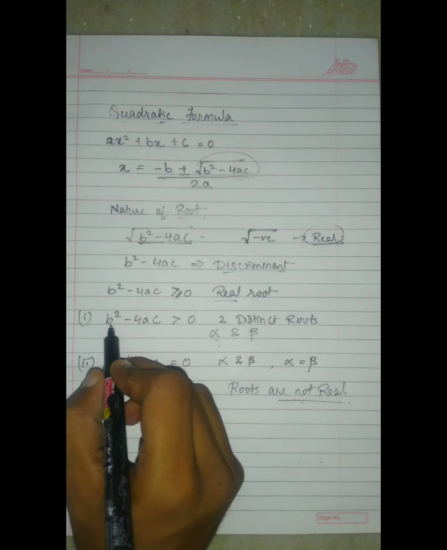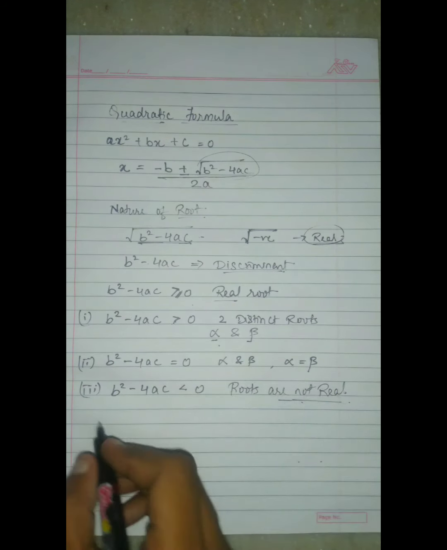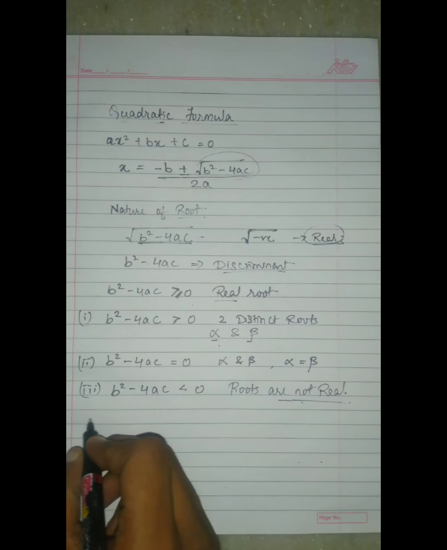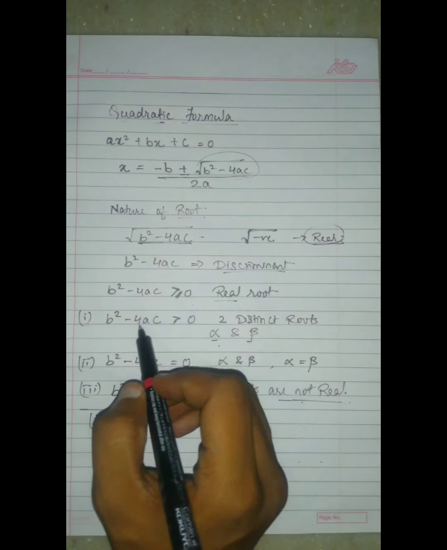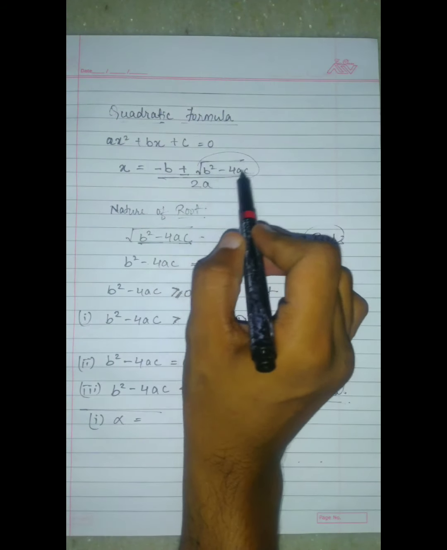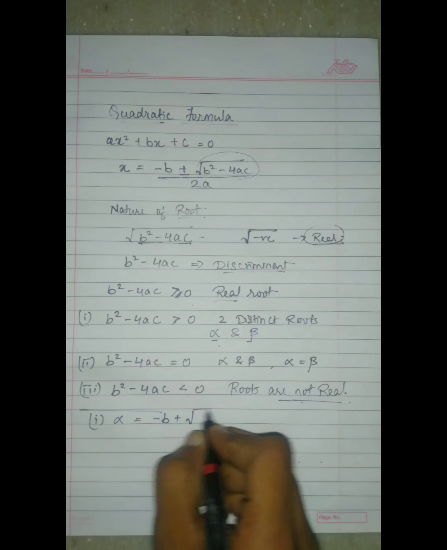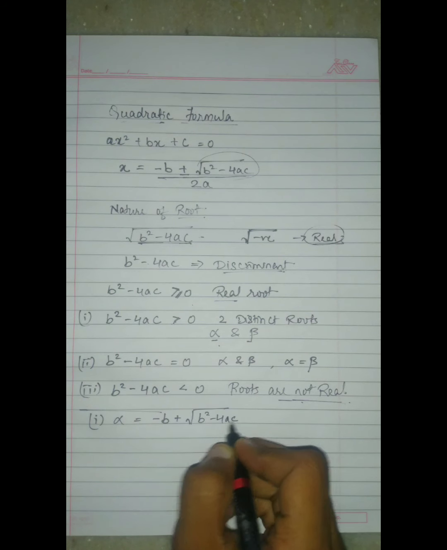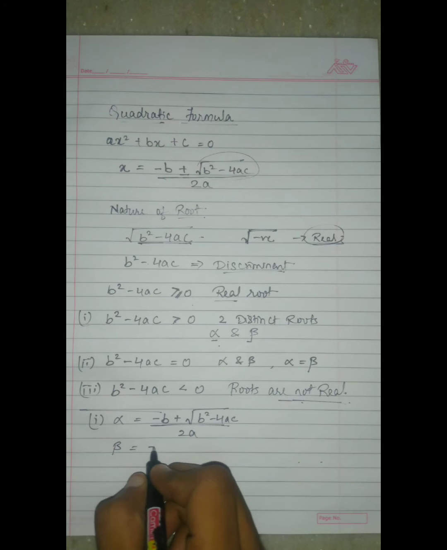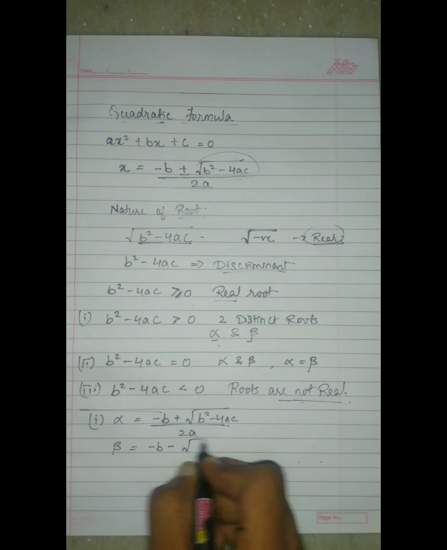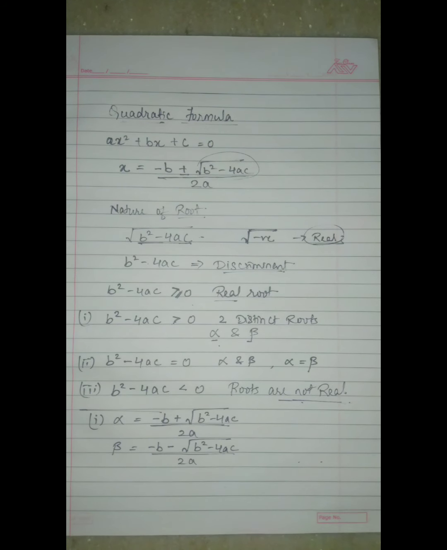Now, if b square minus 4ac is greater than 0, then the roots will be alpha and beta. The value for alpha will be equal to minus b plus under root of b square minus 4ac upon 2a, since b square minus 4ac is more than 0, then it will have a number, right? And beta will be minus b minus under root of b square minus 4ac upon 2a, correct?